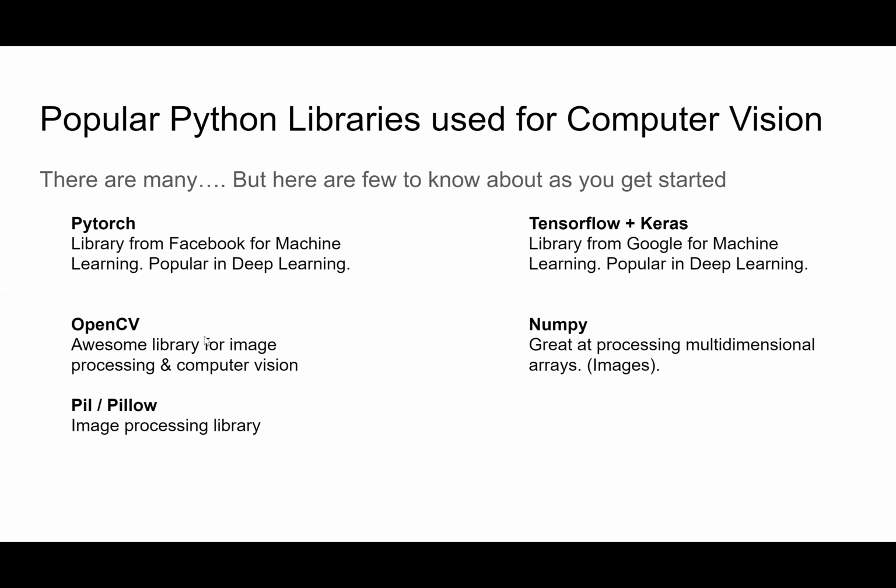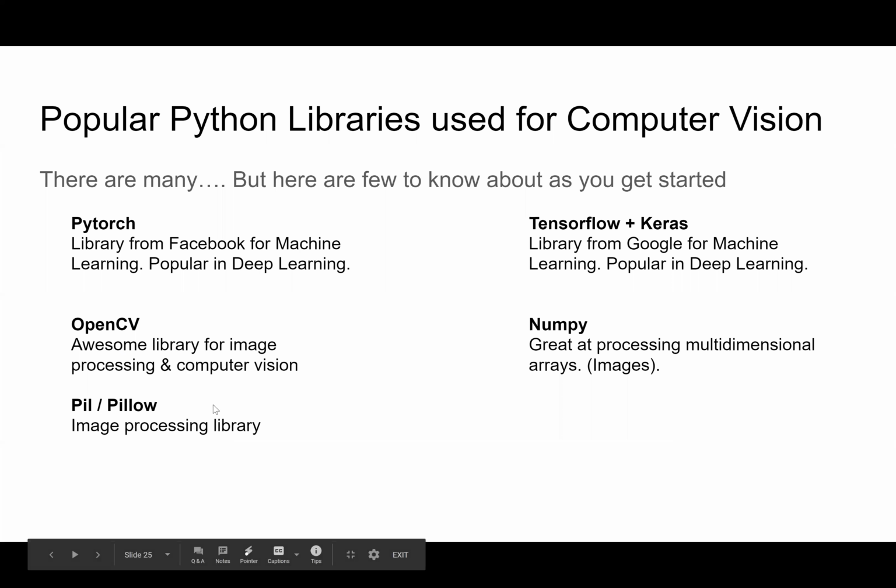OpenCV, an awesome library for image processing and computer vision. NumPy is great at processing multi-dimensional arrays, which is actually how computers see images. And we could take a look at one when we get to the code real fast of what it actually looks like to Python. And Pillow is another great image processing library.